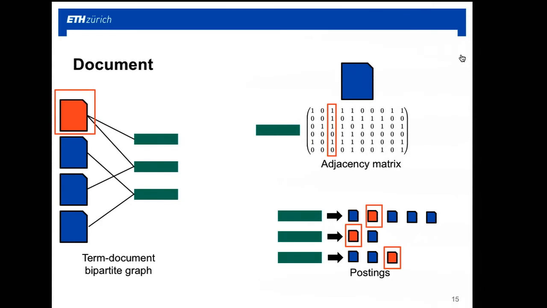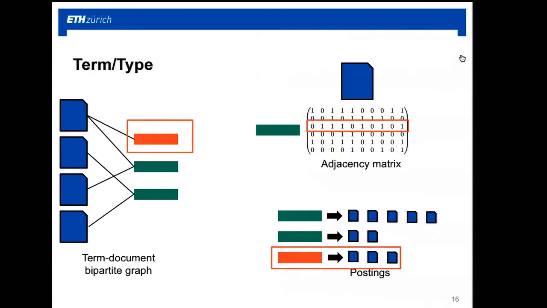So to be very precise on the vocabulary, a document is one of these things here. It's a column here in the adjacency matrix, and it is the set here, the equivalence class of all the postings that have the same document ID. So this is the same document here. So this is a document. This is a term. I will tell you about type later. This is a term. It's the other side of the bipartite graph, document-term. It is a row in the adjacency matrix, and it is one posting list in there.